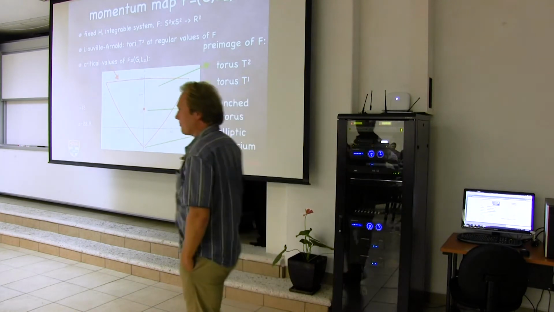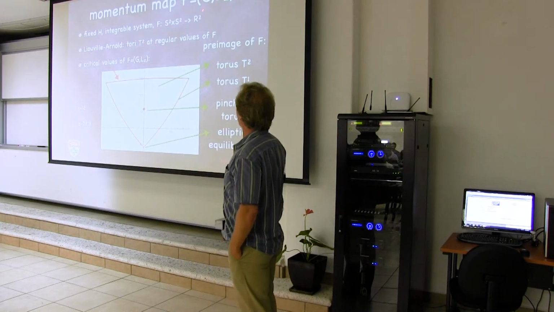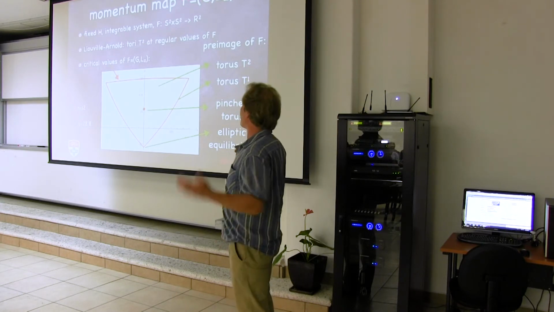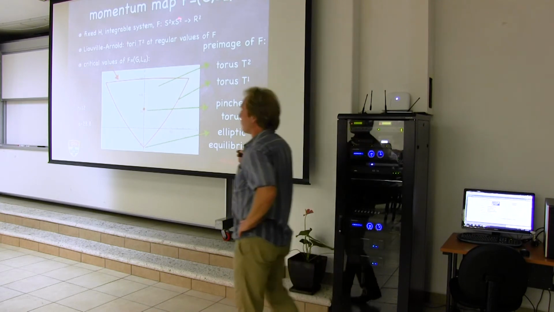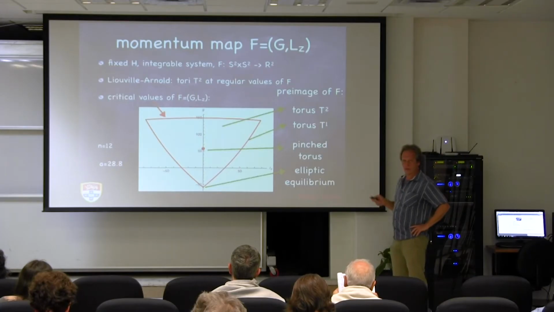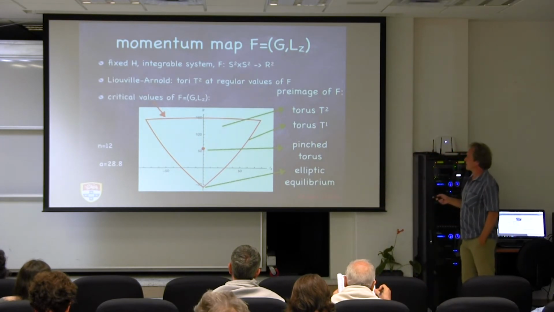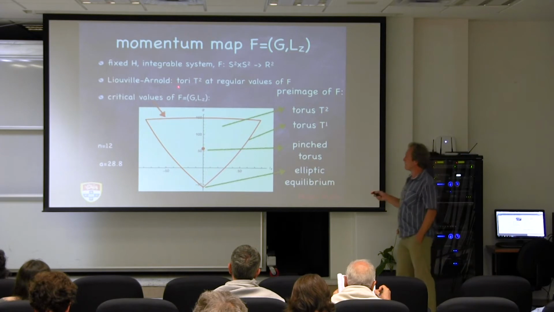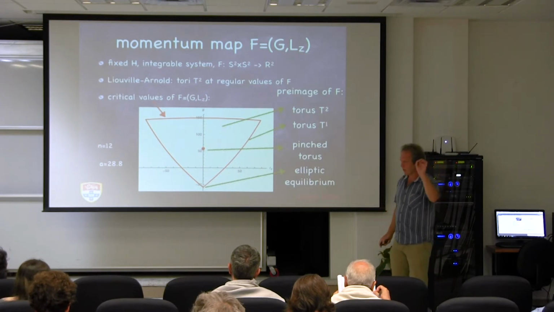Okay, so let me talk a little bit more now about this particular new integrable system. The momentum map of the system is G and LZ. This is viewed as a function on S2 cross S2, or a mapping from S2 cross S2 into R2. And the Liouville-Arnold theorem says that if you are at a regular value of this map, then the preimage is a torus. In this case, it's actually exactly a single torus.